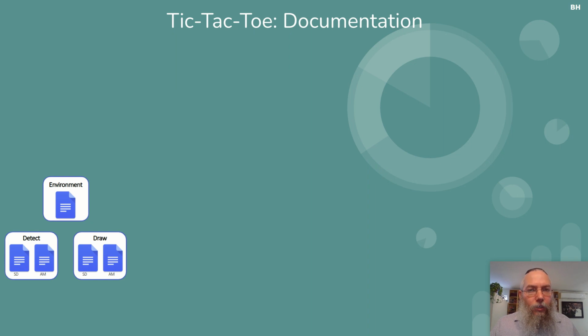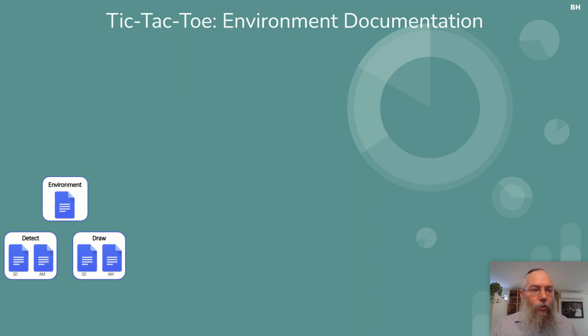So let's see the documentation. First of all, we need to document the detect and the draw skills, and we have, first of all, the environment file.